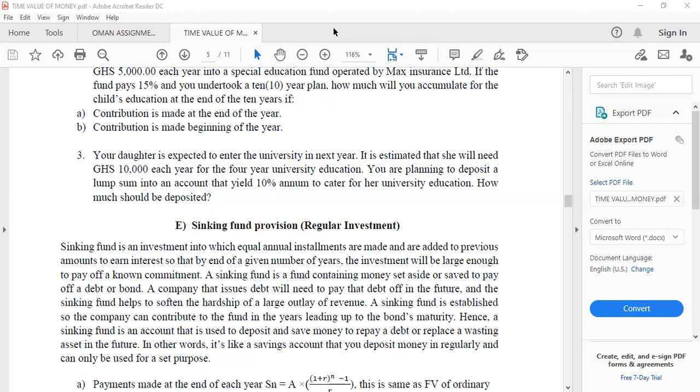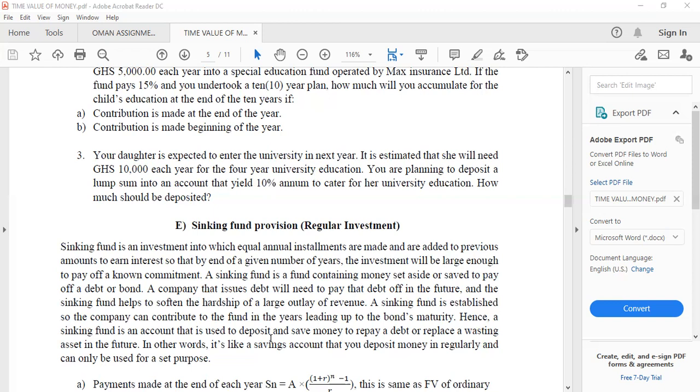So a sinking fund basically refers to an investment into which equal annual installments are made and added to the previous amount to earn interest, so that by the end of the given number of years, the investment will be large enough to pay off a known commitment. The commitment here is a car you want to buy. You can take the car on credit today, and the person will say you have to pay at the end of 3 years.